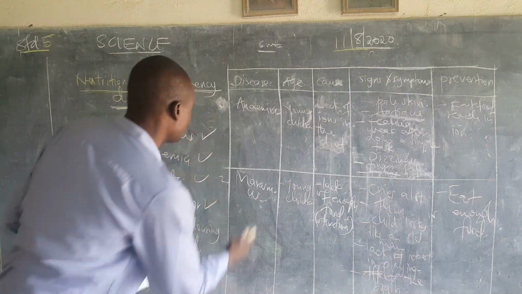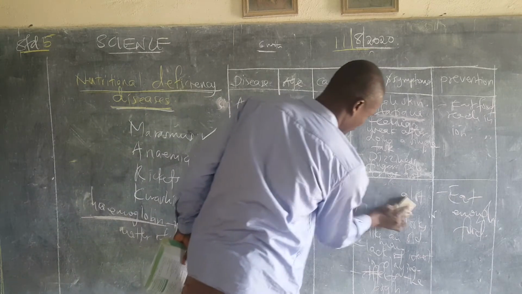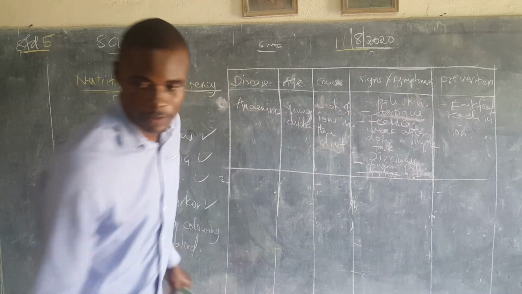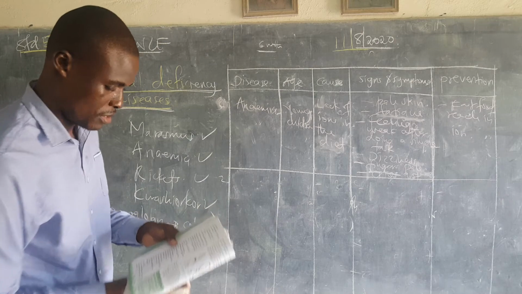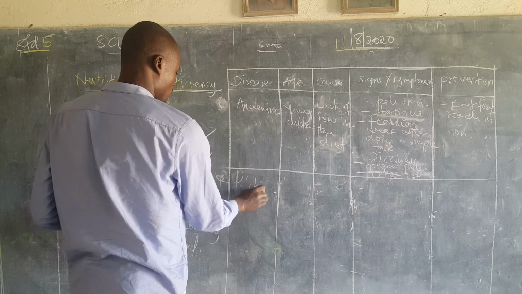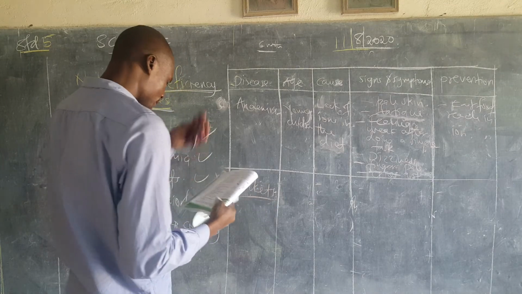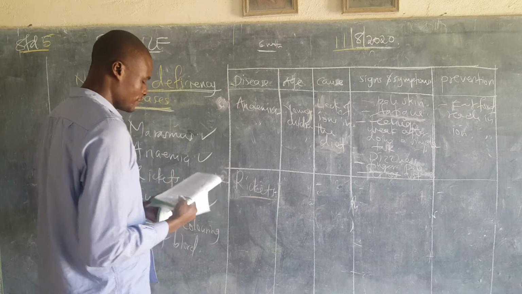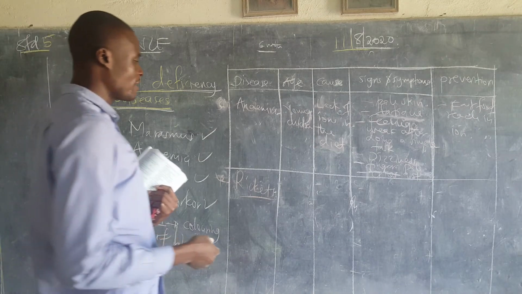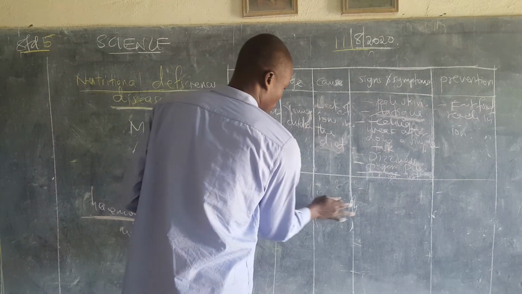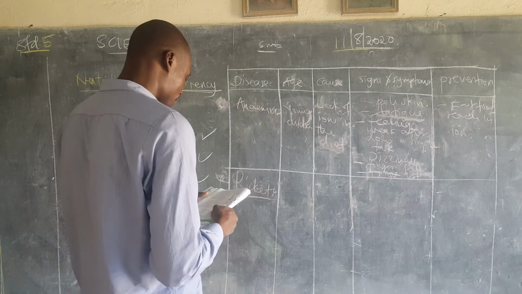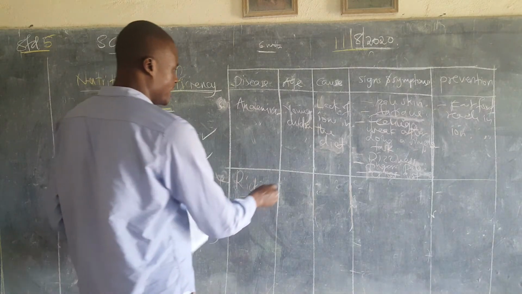Then go to the last one, before we call it a day. Our last one is going to be rickets, that's number 4. And rickets, Lana, is associated with weak bones. We said about the bones of the legs becoming ball-shaped. So what brings this is simply lack of a certain very important nutrient in the body called vitamin D.